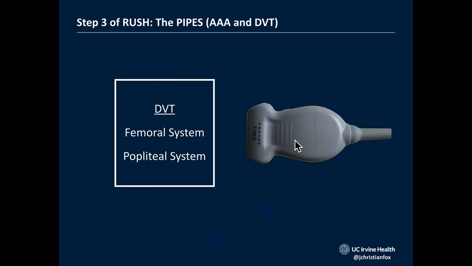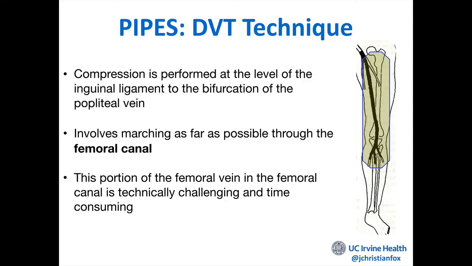And so sometimes this is your only tip-off. And the way you do it is you compress. You start up at that level of that inguinal ligament, and you make 1 centimeter compressions all the way down the leg as far as you can see. This area here is called the femoral canal. It's a little bit tough through here. It's hard to see, but it's important to get through there and then get to the pop.